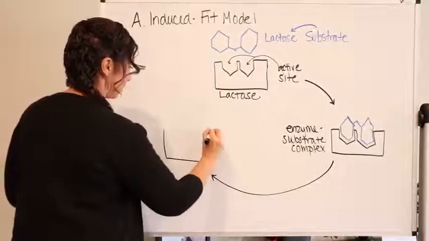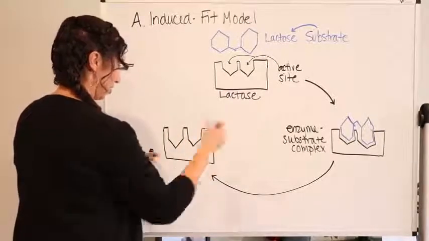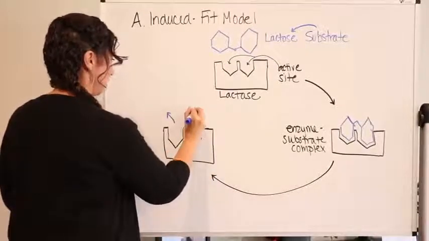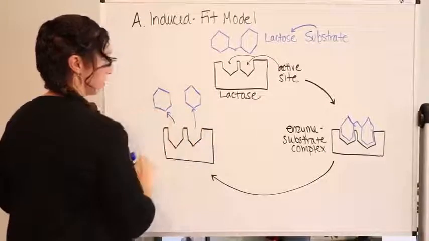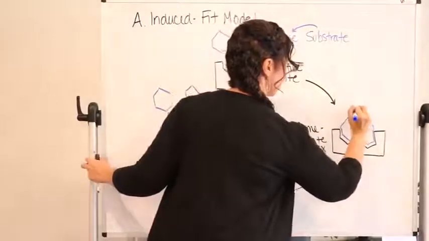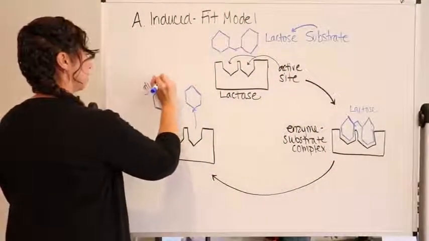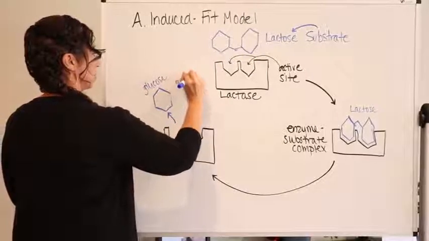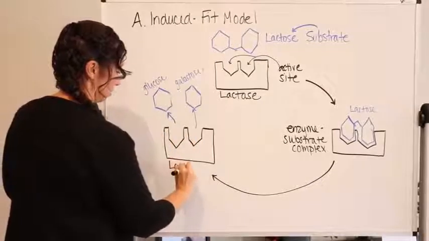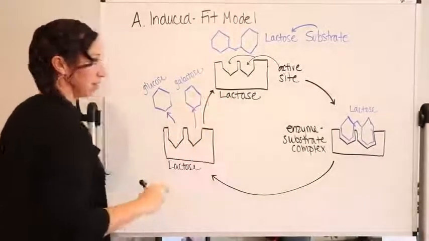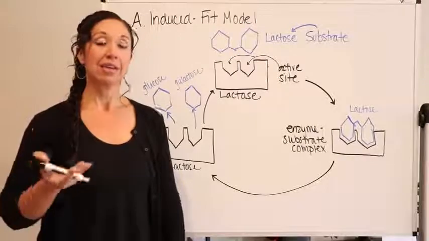Then the reaction occurs, and you release, in this case, the individual monomers of lactose. So here would be lactose, and here would be glucose and galactose. And now lactase is primed and ready to go again. So you get this continuous cycle for lactase. It doesn't get used up. As long as there's lactose present, lactase can work.